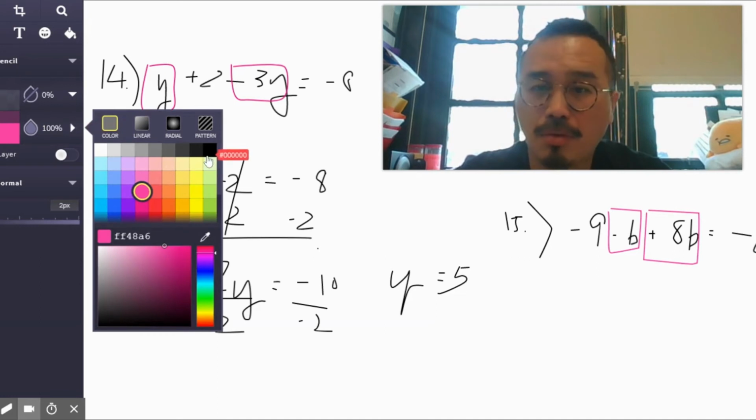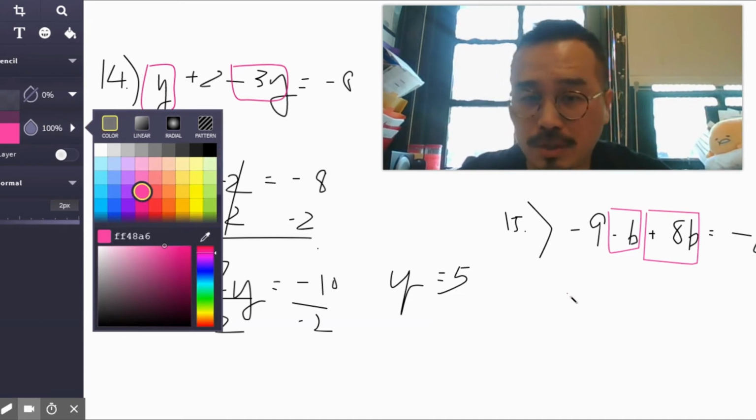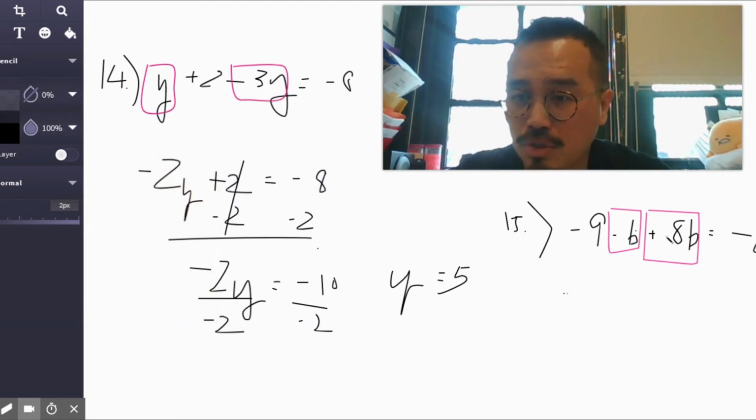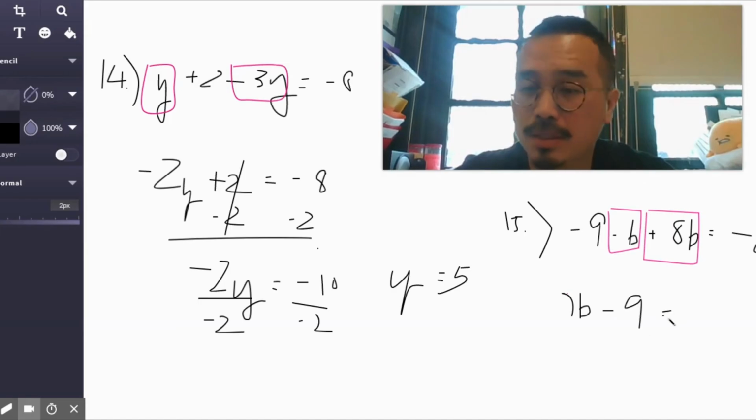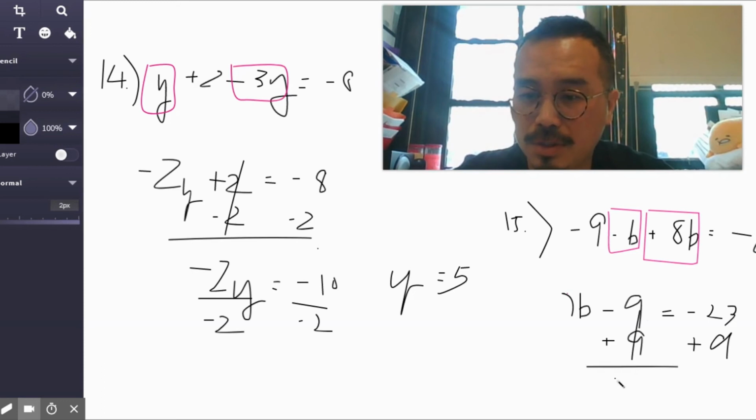and so now you can do this. Actually, let me do this one with you guys in this manner. You can actually just do this first. So 8b minus b, or negative b plus 8b, that's 7b minus 9 equals negative 23. So I'm going to add 9 to both sides. So 7b equals negative 14, and I think all of you know what the answer is already going to be. So it's divided by 7, b is negative 2.